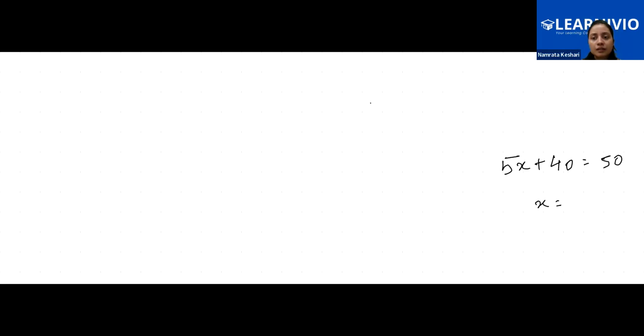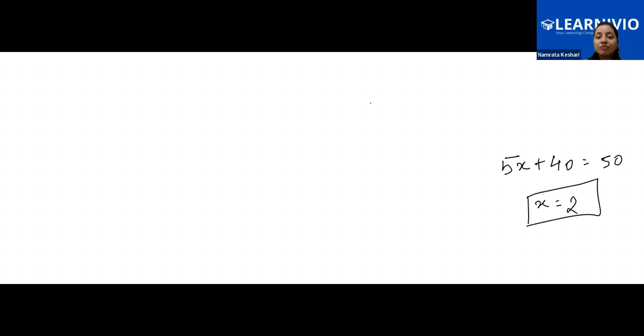x is equal to 2. Is it 2? x equals 2. Yes. So whenever we are having linear equation in one variable, easily we are able to find the value of the variable, whatever variable is there, x, y, z, whatever is there, we are able to solve it. Yes or no?